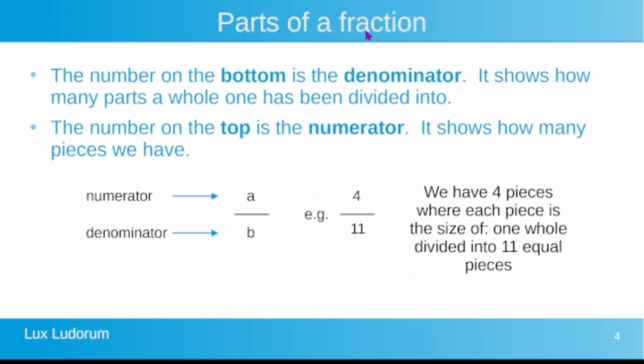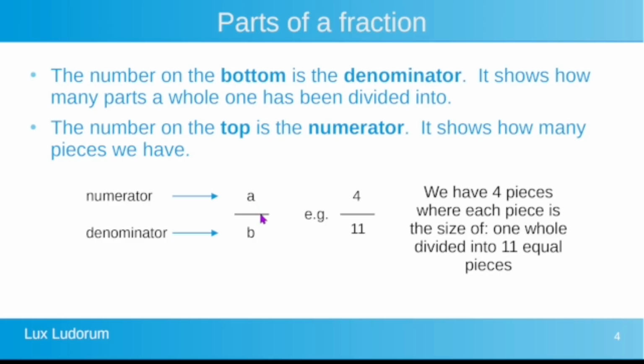Parts of a fraction. The number you find on the bottom is the denominator. That shows how many parts a whole one has been divided into. The number on the top is the numerator. It shows how many pieces we have.